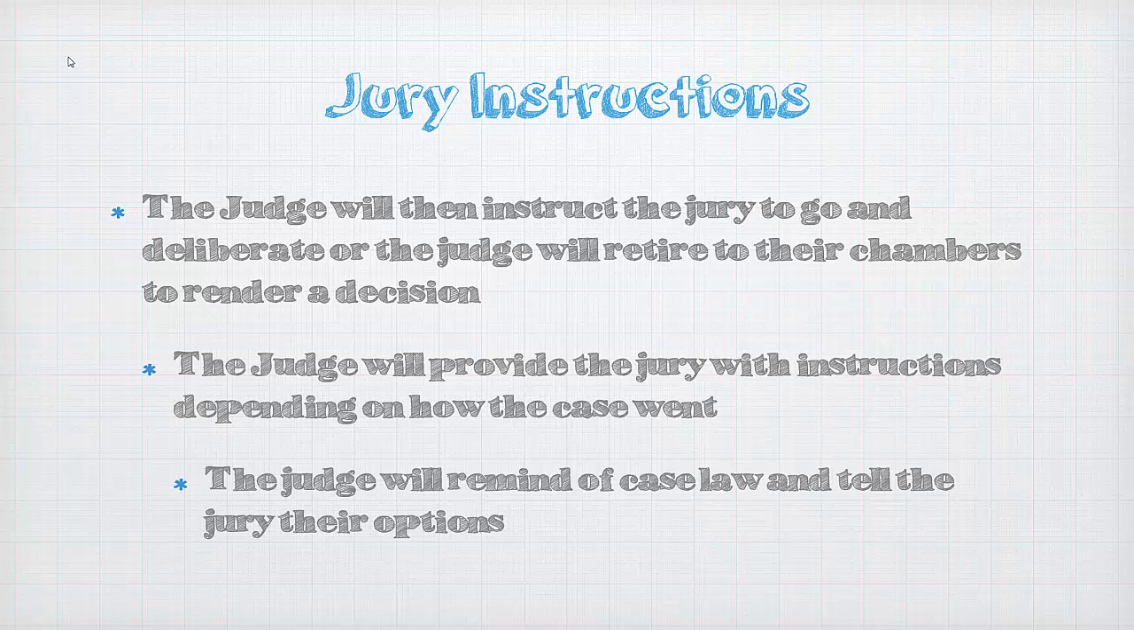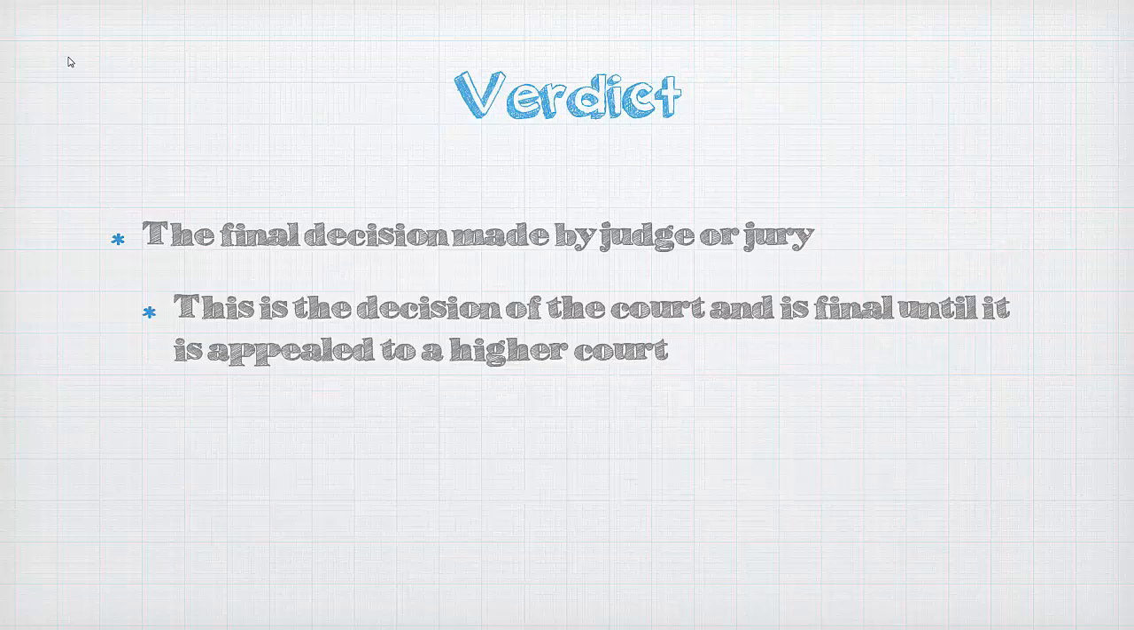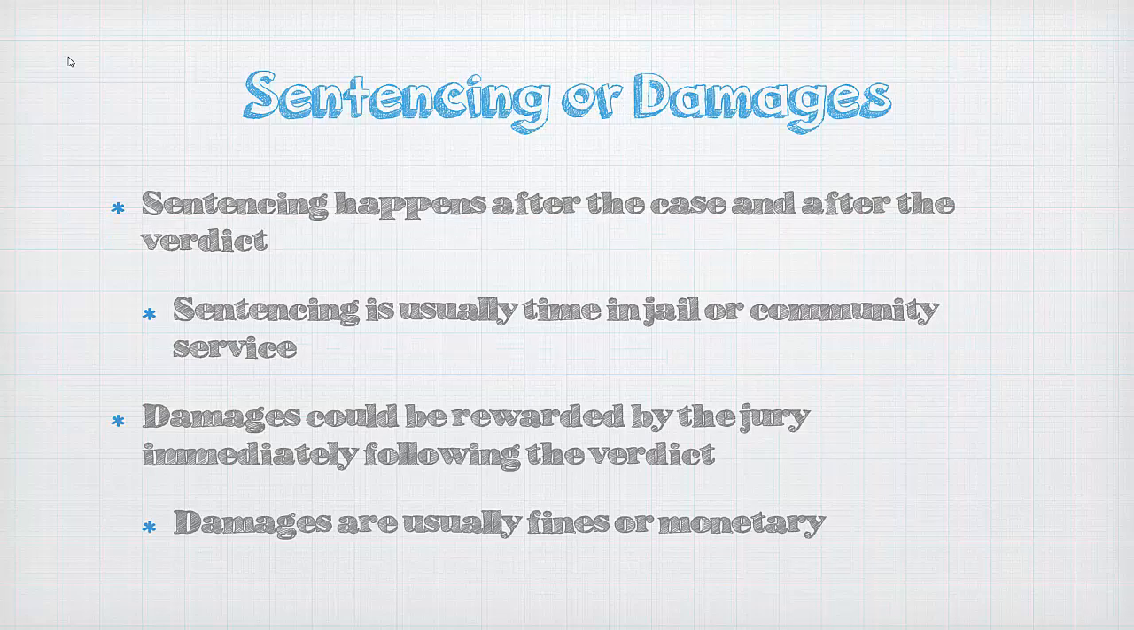Judge will instruct the jury as to what they can decide. Go and deliberate. Make your decision. All right? They'll provide the jury with the instructions, and then basically, if it's a criminal case, they'll remind them of the case law. Finally, a verdict is made by either the judge or the jury, and it's the decision of the court. We can appeal it until a higher court or until nobody wants to hear the appeal.